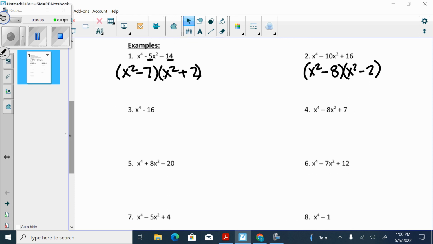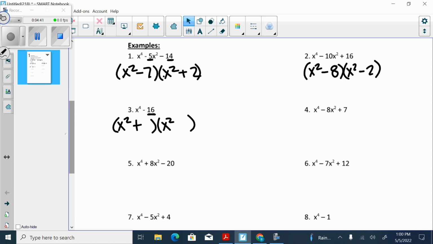Okay. All right, number 3. And what am I going to look for first? All right, and do we have one? Okay, so 2 sets of parentheses. What am I putting at the front of each? Very good. And remember, it's supposed to multiply to give me this number and add to give me the middle number. But is there a middle number? No. So the middle number must be what if it's not there? 0. So it needs to multiply to give me negative 16, add to give me 0.